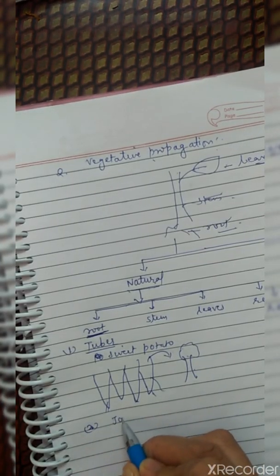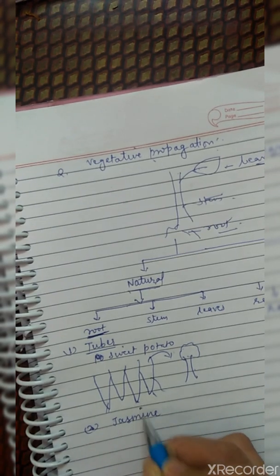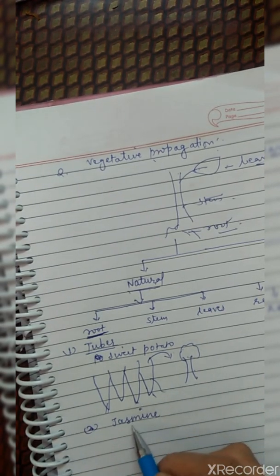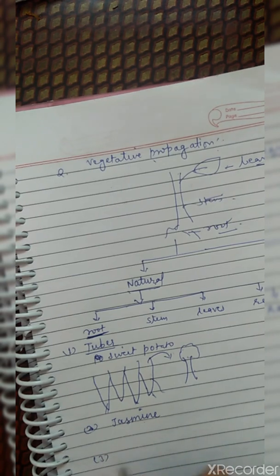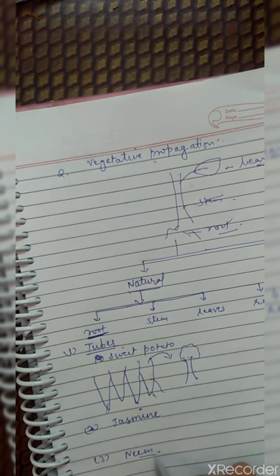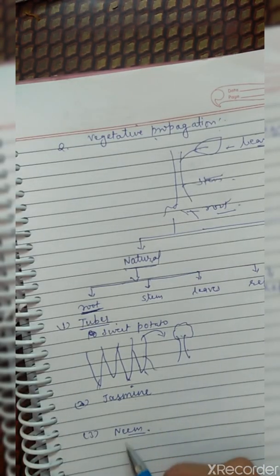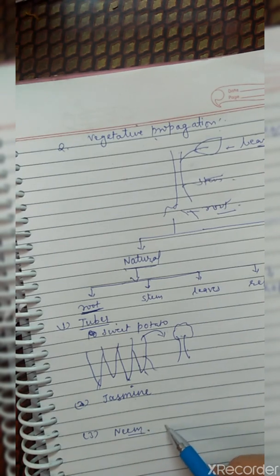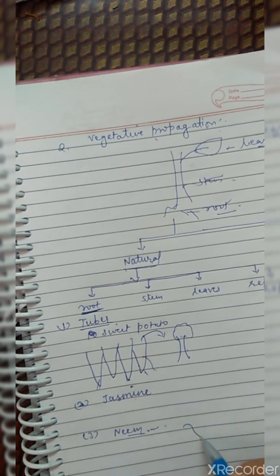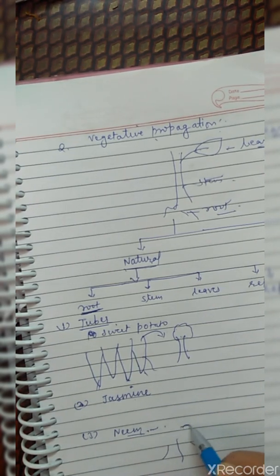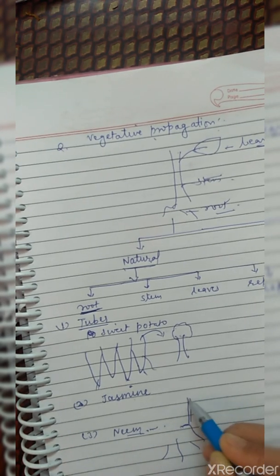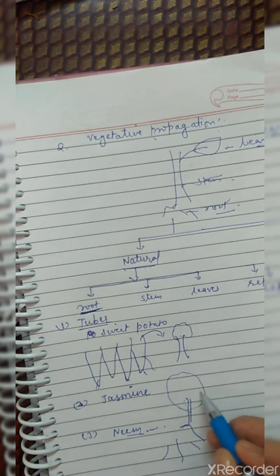Similarly, other examples of roots are jasmine and neem. Roots of these plants produce a shoot first of all, and then that shoot will completely develop into a new plant.